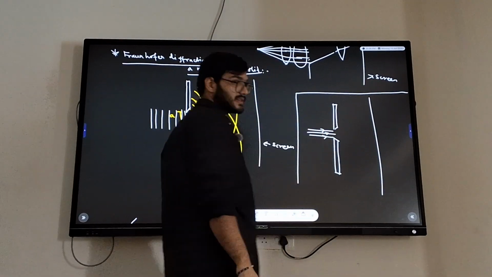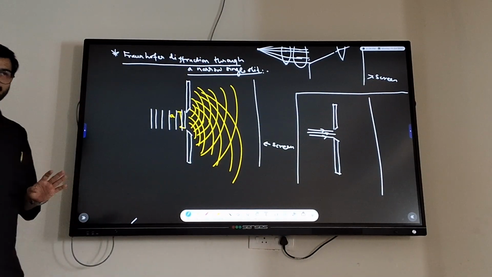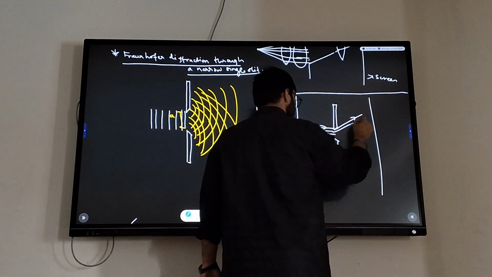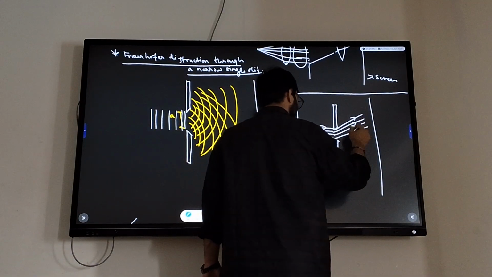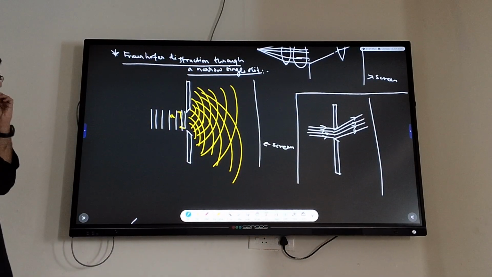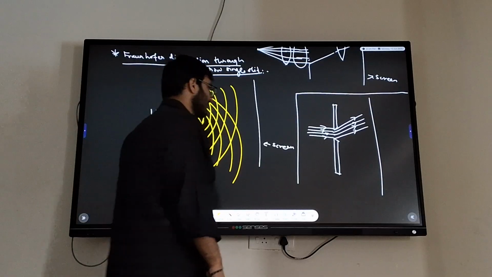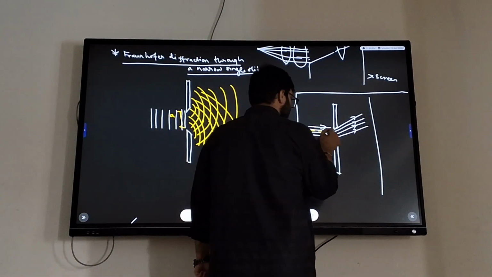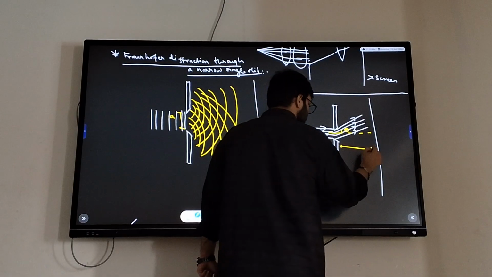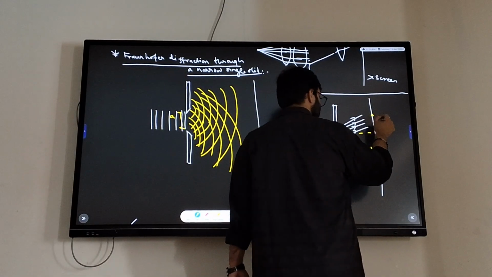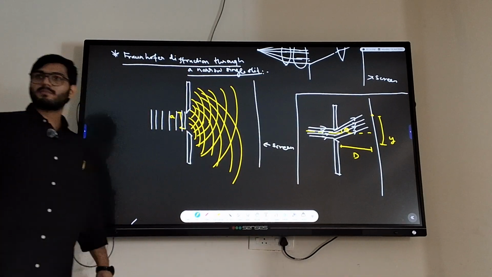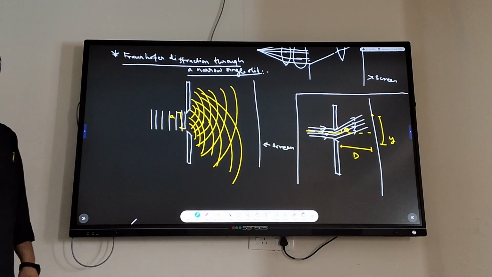Now obviously I am taking the point of view of rays, okay? It is like this. Is it okay with you? What is the slit width? That's A, and let's say from the center line, this is making some angle theta, this is capital D, and the point at which I am talking about is small y. Yes?